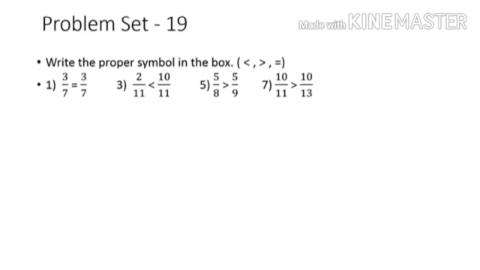Next, 7th sum, 10 upon 11 and 10 upon 13. So again here you have the same numbers in the numerator, so you have to compare the denominator. Again, the smallest number will give the biggest fraction. So here 11 is the smallest number. So 10 upon 11 is the biggest fraction, then 10 upon 13. Next, 9.